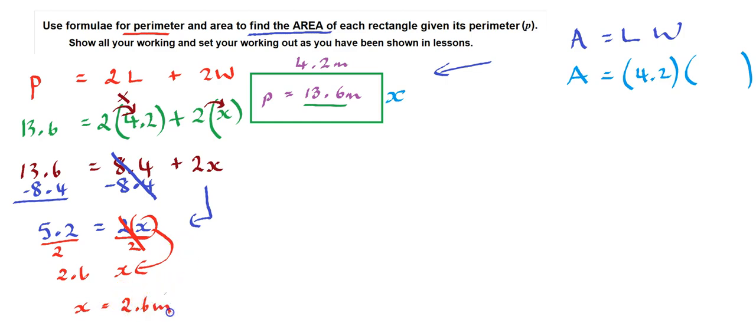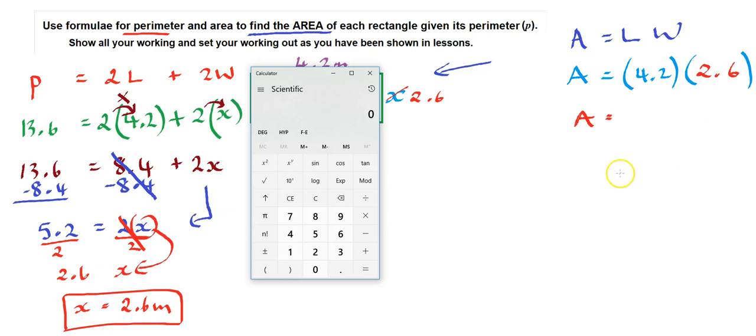What's the unit of measurement? Meters. So let's put this in. This x is not x anymore because we know what it is. It's 2.6. We can plug that into our formula for area. We now have the length, we now have the width, and now it's a simple process of multiplying 4.2 by 2.6. We're allowed to use our calculator, so let's do that.